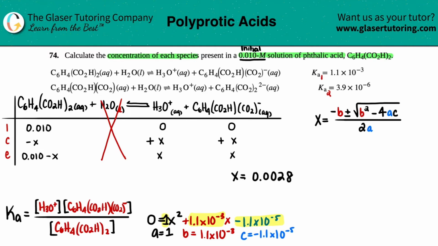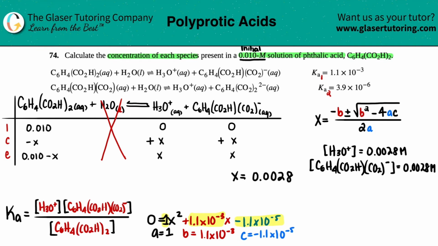Okay. So now, we have some of our answers, right? This is what x equals. Here's x, and here's x. So I'm going to start writing down my answers. So as far as my H3O plus concentration, it's 0.0028 molarity. And the same for that conjugate base. So C6H4, CO2H, CO2 minus, that's also 0.0028 molarity.